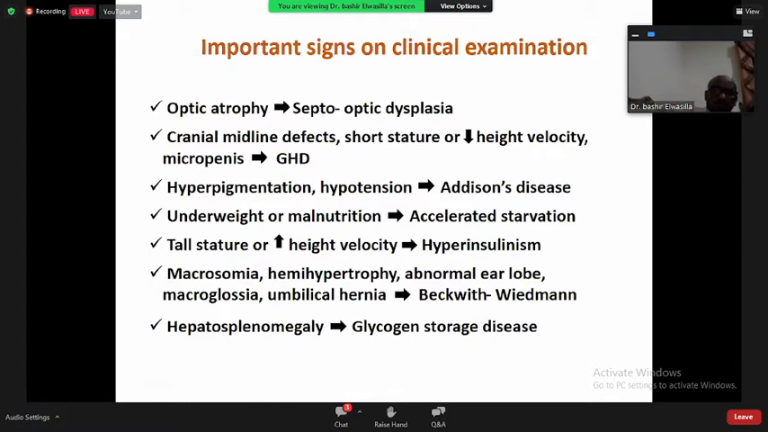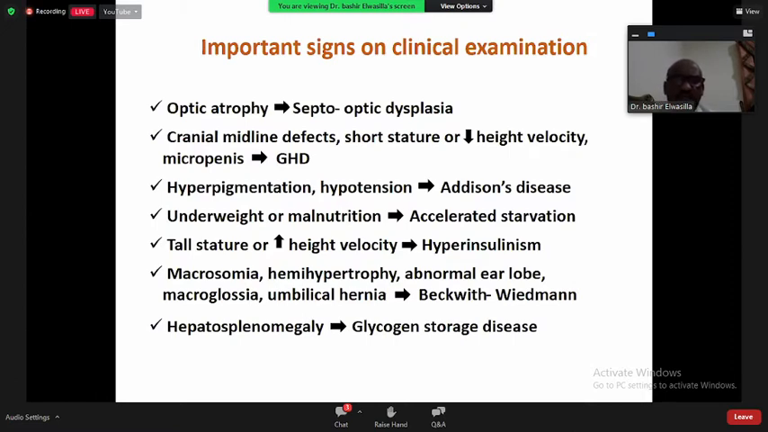And also, you have to look for hyperpigmentation and hypotension, which will tell about adrenal insufficiency, like Addison disease. And you have also to examine the parameters to see if there's underweight or malnutrition. And this will tell you about accelerated starvation or sometimes some cases of ketotic hypoglycemia.